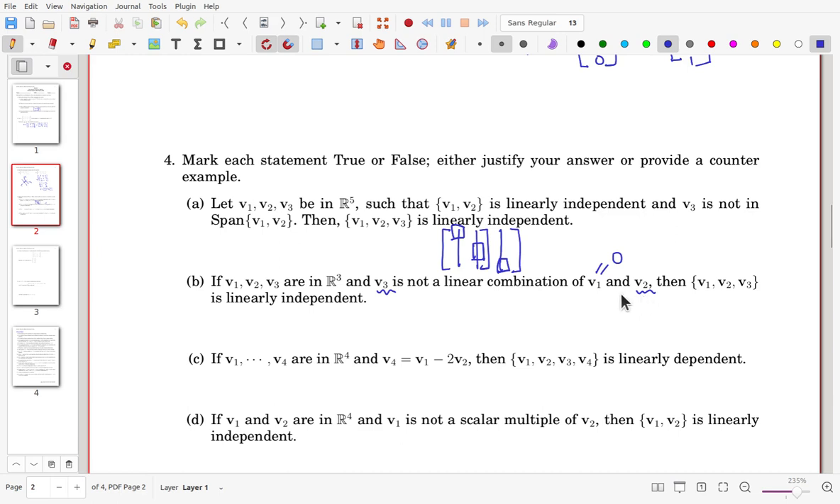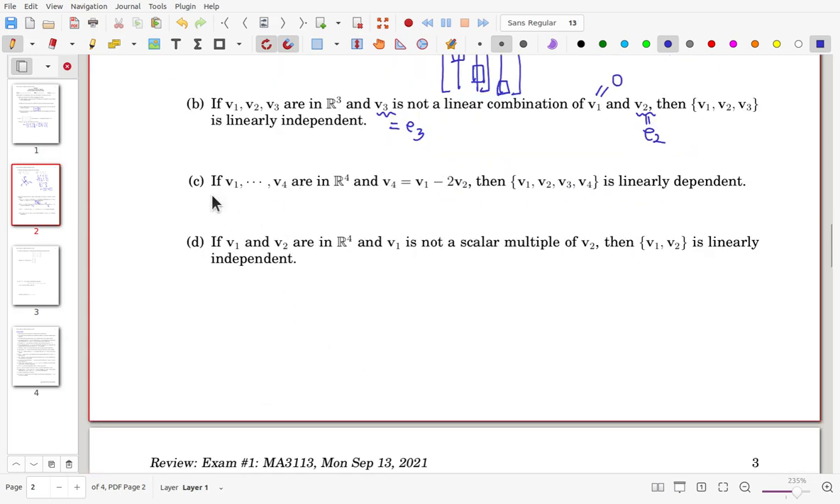So it is false. And if you choose V1 equals 0, in R3, practically you can choose in this way. V3 is basically E3, and now V2 is E2, and V1 is 0. Then E3 is not a linear combination of 0 and E2. So this part is true, satisfied, but this is not linearly independent, right?